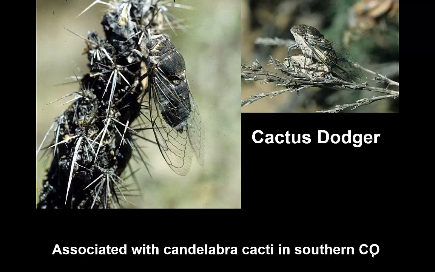Just one other cicada that is of interest in parts of the deserty areas of the southwest is the cactus dodger. This is associated with the candelabra type of cacti, and it is one that is probably most notable in that it is extremely loud. If you were to disturb this, it sometimes goes screeching off the cacti almost like a jet that is taking off. Very loud regional species of cicada.